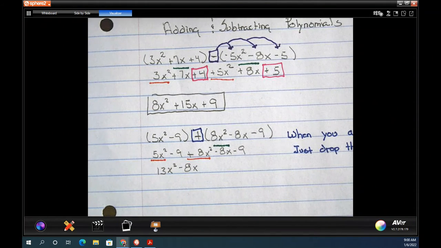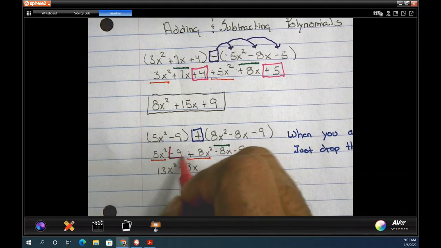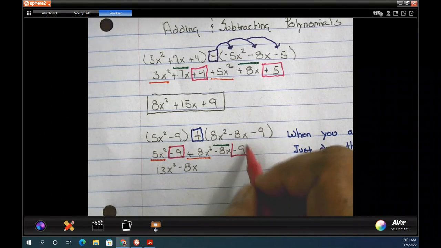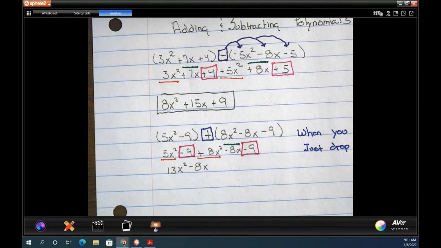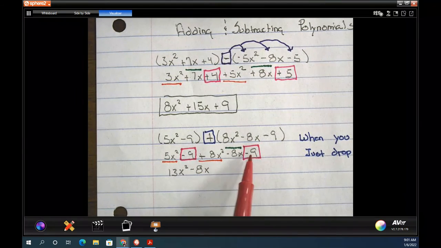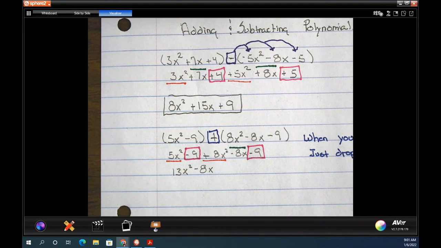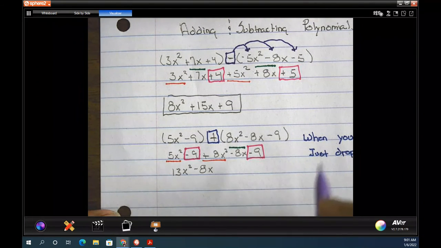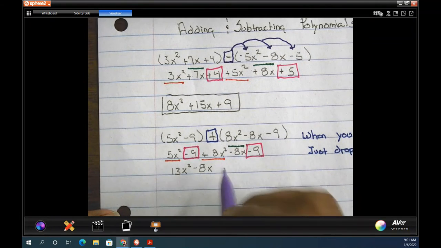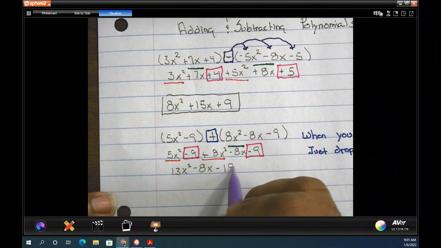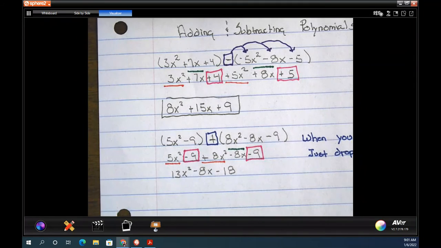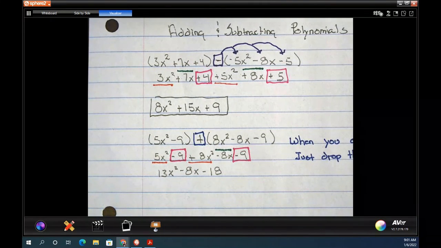You just rewrite it. And the last one is you've got your constants, negative 9 minus 9. In your calculator, you would put negative 9 minus 9. What would that give you? Do it. Negative 9 minus 9 would give you what? Yeah, negative 18. So you would just write minus 18. So those are the two types, adding and subtracting. But we're going to do some more.